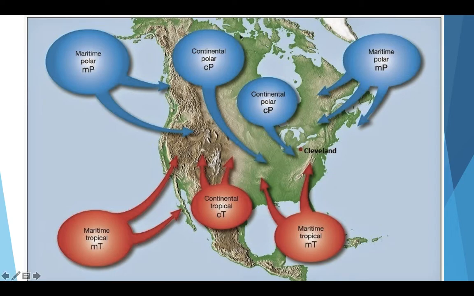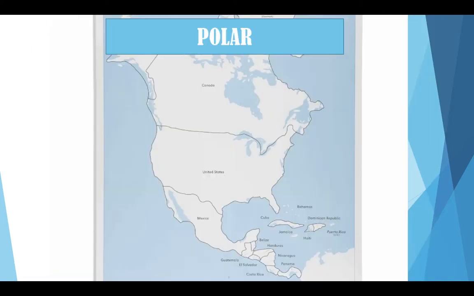Okay, so something that you might have noticed is that anytime the bubbles are over the water, it has the word maritime in it, and it has an M. Anytime we have bubbles that are originating from over the continent, you can see we have our continental air masses. So that's a trend that you might have noticed. Something else you might have noticed is that all of these originating from the north have the word polar in it, versus all of these originating from the south have the word tropical in it.